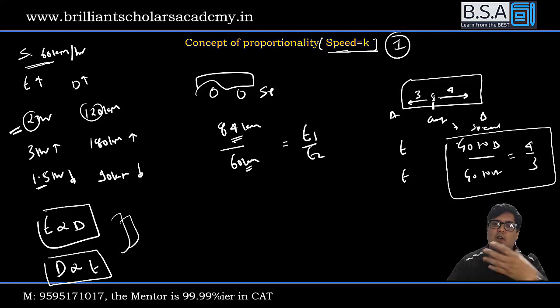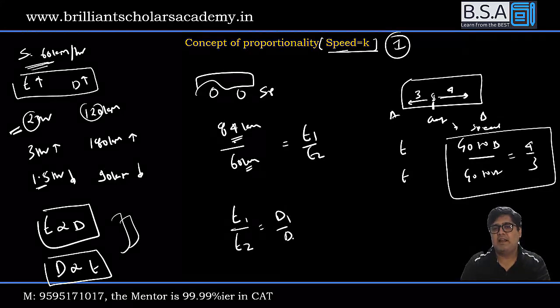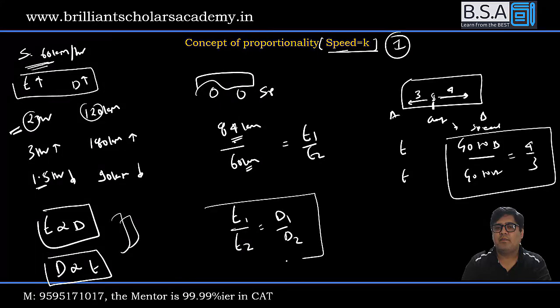So you will come across many such observations and assumptions while solving questions. What you need to keep in mind is speed is fixed, distance and time represent each other. They are directly proportional. T1 by T2 is same as D1 by D2. Write it down.